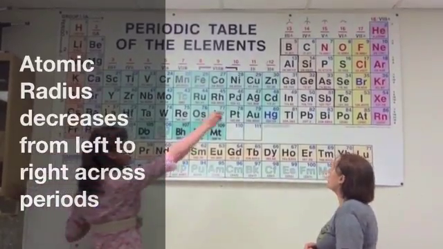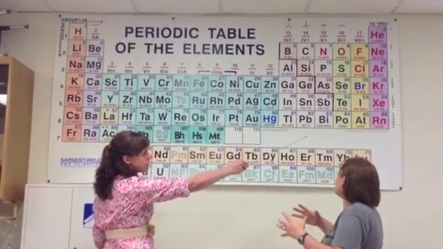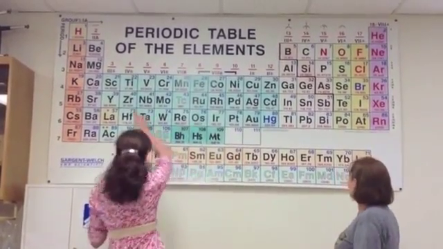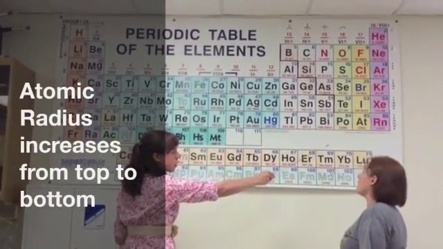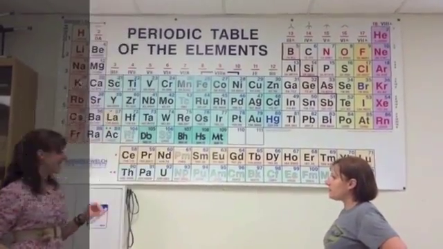Mm-hmm. So as we go down, what do you think is going to happen? Well, you said that they get bigger because we have more energy levels, so they're going to increase. Right. So atomic radius decreases going across and increases going down. Okay, I got it. All right. The other one we have to worry about is ionic radius.